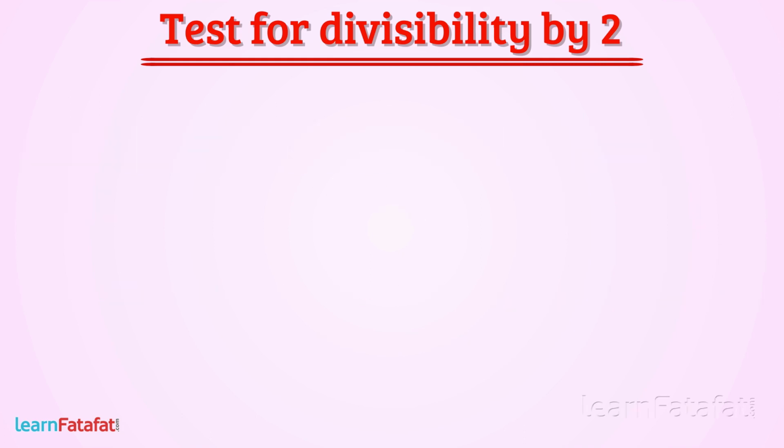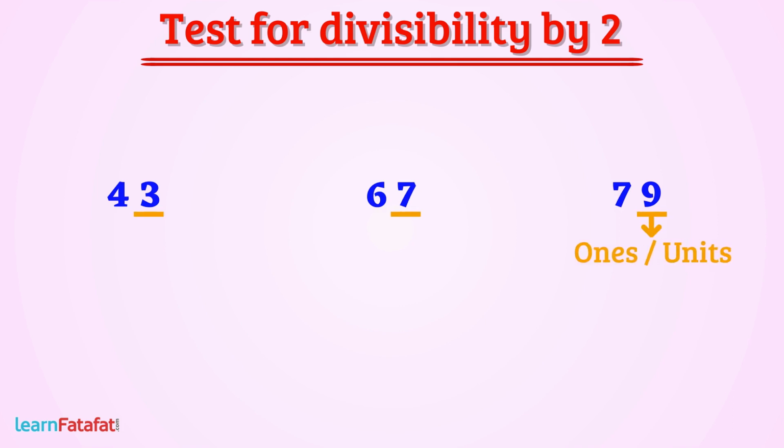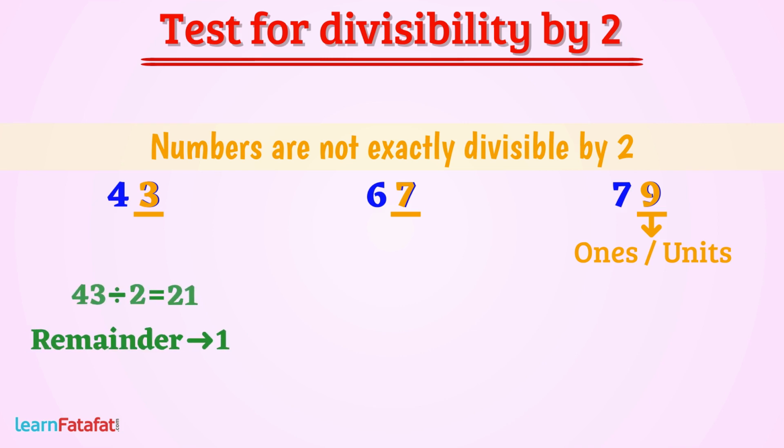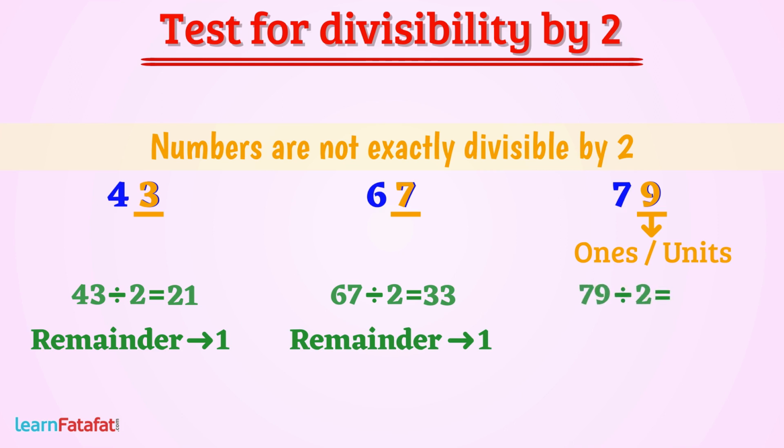If we take numbers like 43, 67, 79, then the unit digit of these numbers is not 0, 2, 4, 6 or 8. So these numbers must not be exactly divisible by 2. 43 divided by 2 equals 21 and leaves remainder 1. 67 divided by 2 equals 33 with remainder 1. 79 divided by 2 equals 39 with remainder 1.